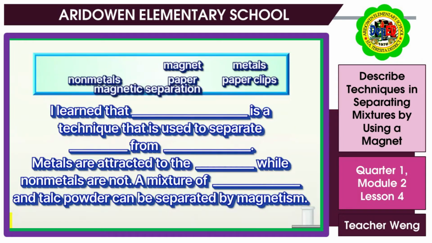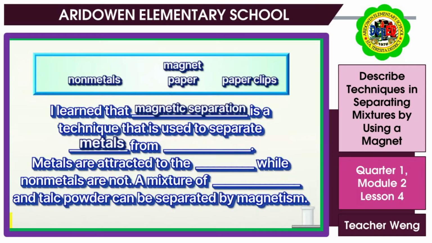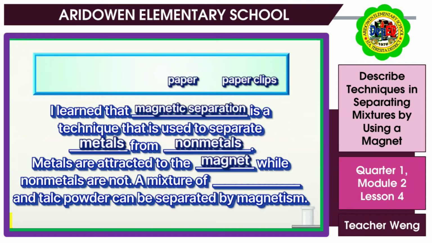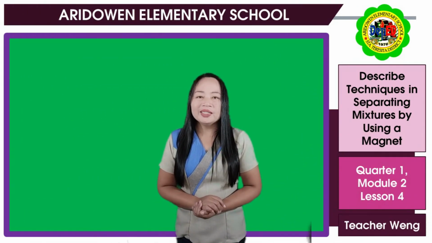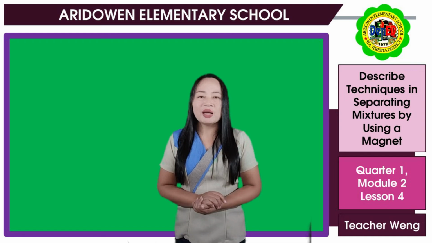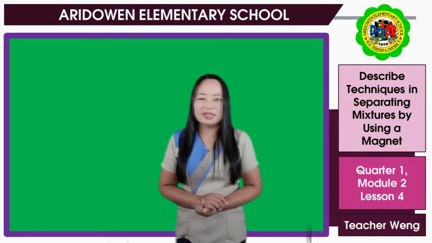I learned that magnetic separation is a technique used to separate metals from non-metals. Metals are attracted to the magnet while non-metals are not. Mixture of iron fillings and tack powder can be separated by magnetism. Very good, my dear learners. I know that you learned something from our lesson because you did well in our activity.